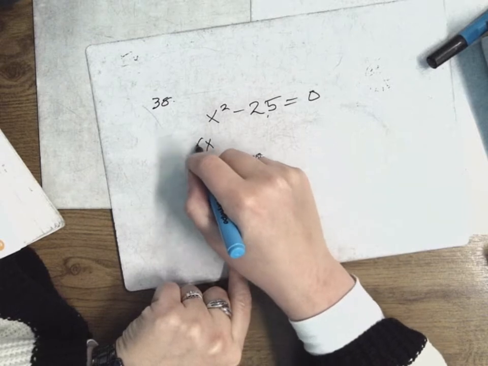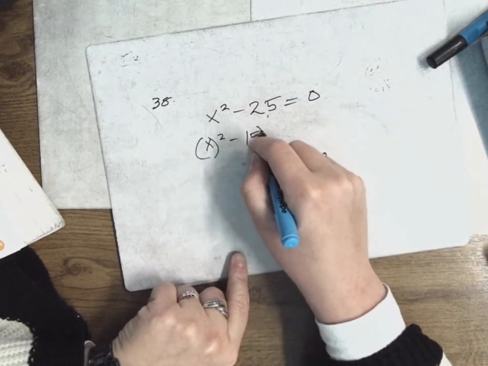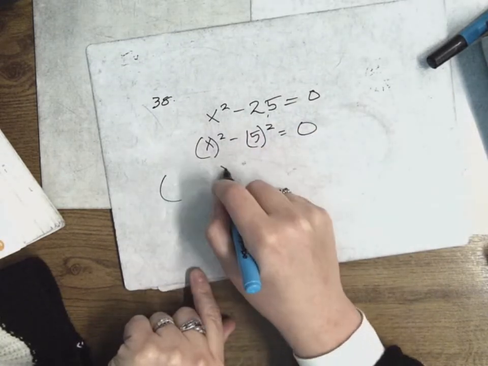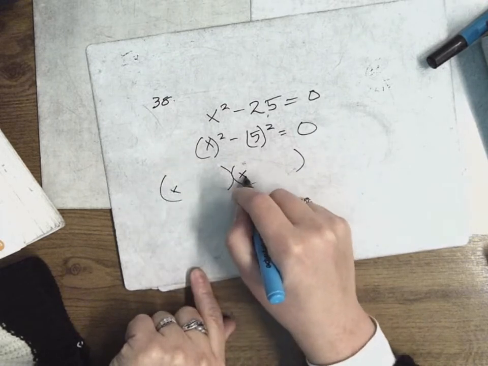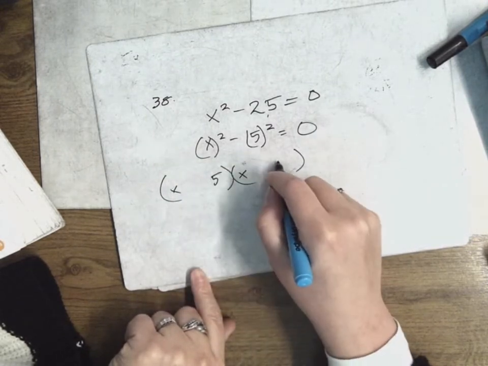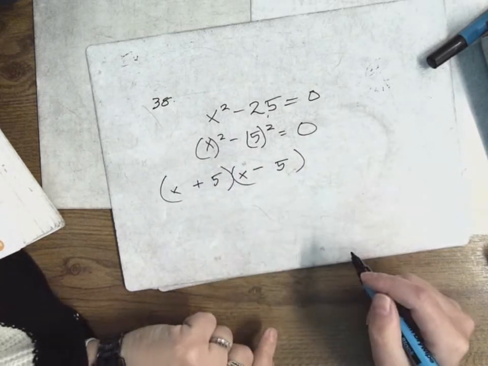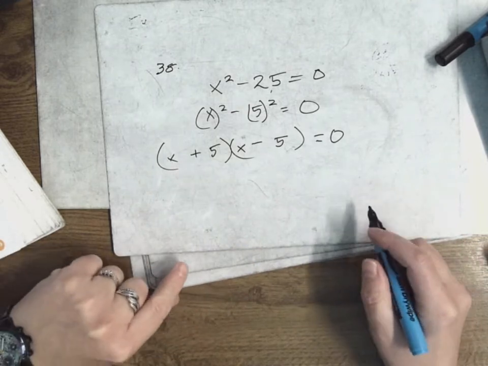It's the difference of two squares. So it's x squared, take away 5 squared, equals 0. And then when you factorize that, that's x and x, 5 and 5, a plus and a minus, right? Okay, equals 0, right? If they said factorize, I'm done, but they said solve.